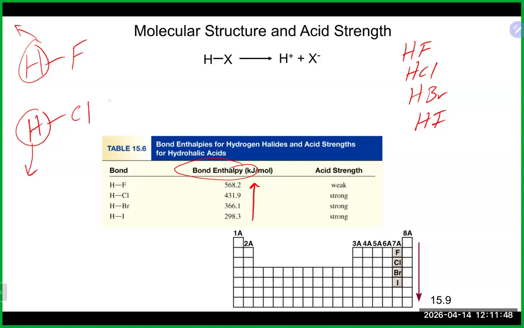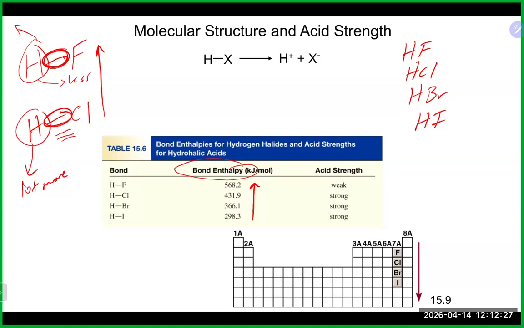And that means when we go in this direction in group 7, it takes a lot more energy to break this bond than it does, say, this bond. And that is why HF in this case is actually a weak acid, because it takes a lot more energy to break that bond between the hydrogen and the fluorine, which means less of the H plus is going to come off. It takes less energy to break this bond, which means you're going to get a lot more of the H plus coming off in that situation. And that's going to actually make it a stronger acid.